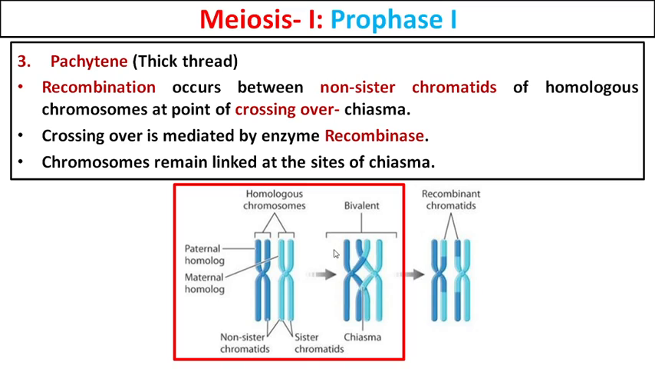The chromosomes still remain linked to one another at the site of chiasma. So wherever there was this crossing over, at those points, both of these chromosomes are still attached. They remain attached at the site of chiasma. Only the part which I have highlighted in red is included in the pachytene. This part is not included in pachytene.